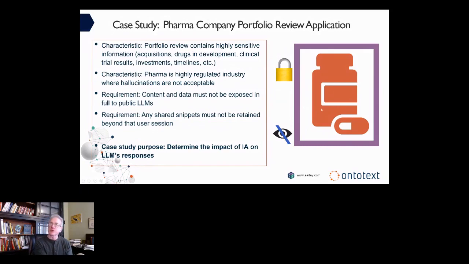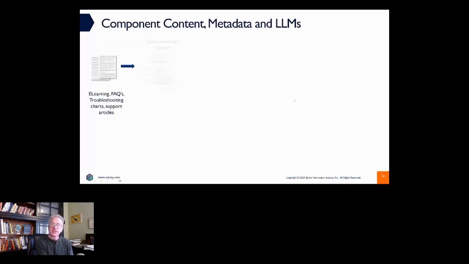This is a pharmaceutical company. We had a portfolio review application, highly sensitive information. This is all their drugs in development, companies they want to purchase, clinical trial results, right? Number one, you cannot let that out into the public, right? It's very confidential. Number two, you can't have hallucinations. And so what we did was we actually tested the value of information architecture on the large language model response. And here's how we did it.